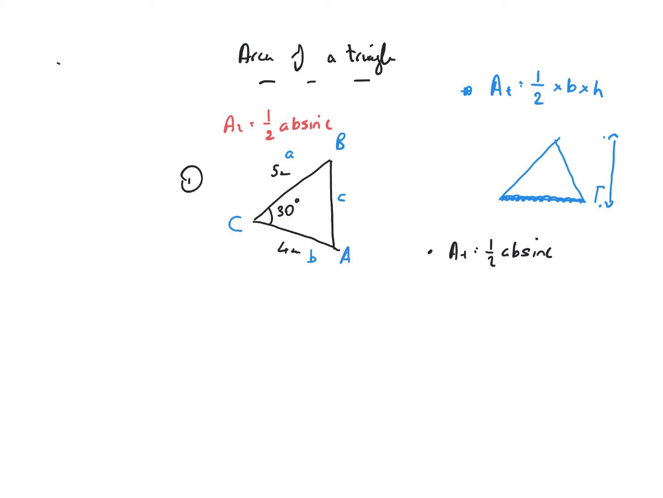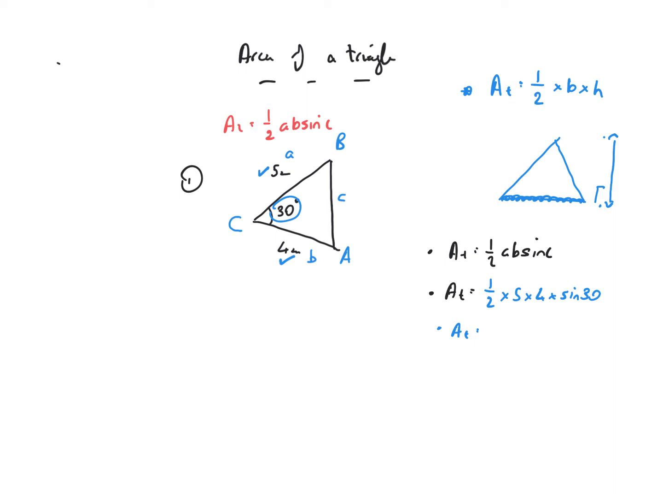Okay, so as is typical for area questions, there's 3 lines of working. So the first line of working is the formula, half AB sine C. Second line is just to put numbers in, so it's a half times A, which is 5, times B, which is 4, times sine of C, and that's sine of 30. Okay, you can now pick that calculator up and put that in.